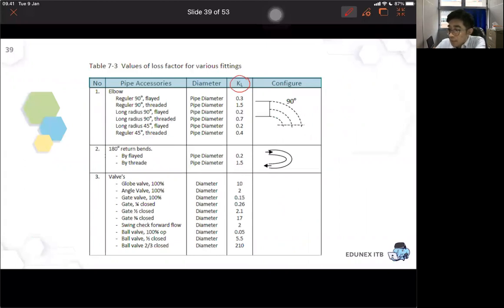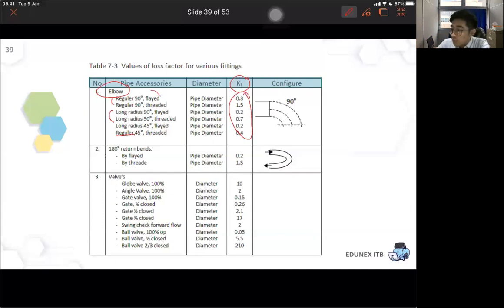You can see this is the elbow. All are elbow, but have different values of KL. What will be the difference? The difference is the arrangement of the elbow. This one is for the regular elbow. This one is long radius, 90°. This one is long radius, but only 45°. And this one is regular 45. Regular means small. Long radius means very long, big radius.